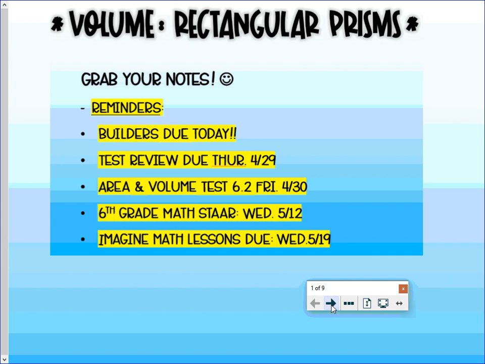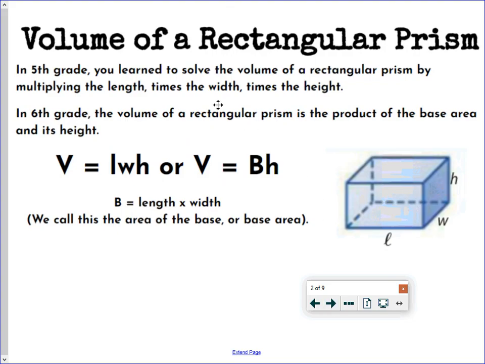So, volume of rectangular prisms. In 5th grade, you learned to solve the volume of a rectangular prism by multiplying the length times the width times the height. In 6th grade, the volume of a rectangular prism is the product of the base area and its height. So you'll need to know this formula for STAR especially, because they'll sometimes give you just the base area and ask you to find the height, or they'll give you the base area and the height and ask you to find the volume. And if you only learn length times width times height, you won't be able to solve some of the problems. So remember, base area is length times width.